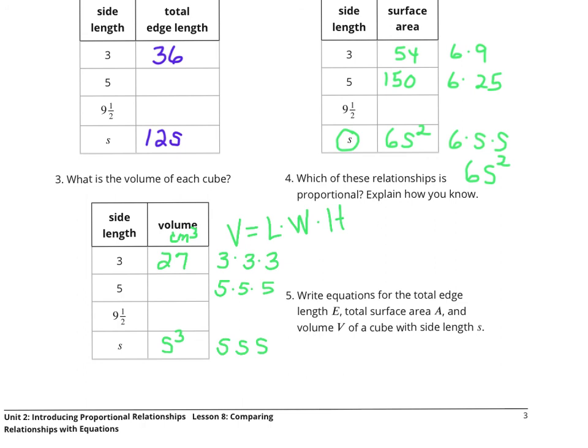All right, and then the last question here, the last one we'll do today. Which of these relationships is proportional? And explain how you know. So we'll do the exact same thing we've always done, right? This divided by this. Do we get the same value? This divided by this. Do we get the same thing? And for our volume as well. Are any of those relationships proportional? Explain how you know.